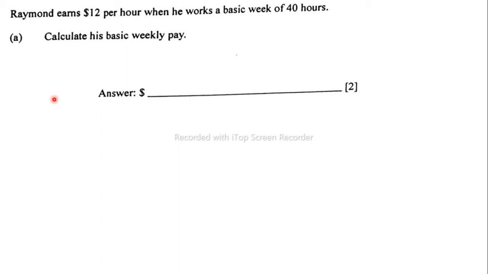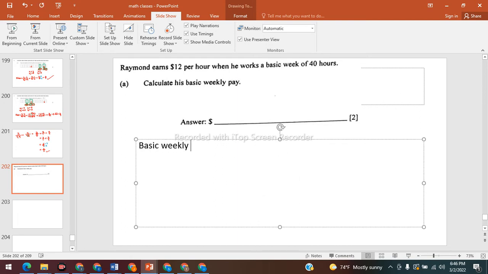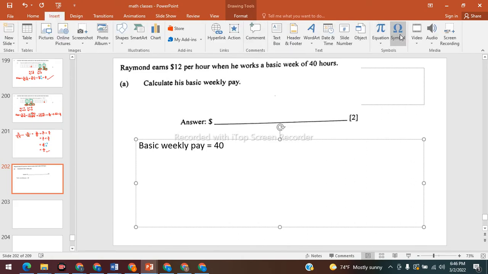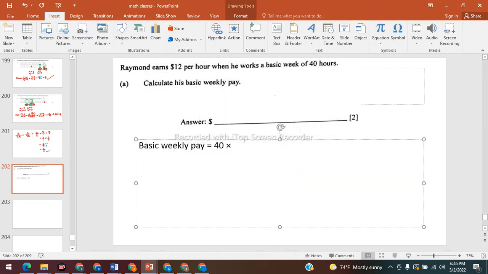Anyway, Raymond earns $12 per hour when he works a basic week of 40 hours. Calculate his basic weekly pay. Okay, so what are we going to do here? Multiply. So his basic weekly pay is going to be equal to the number of hours worked. It's going to be equal to 40 multiplied by, because we know it's a 40-hour work week, 40 hours multiplied by $12.